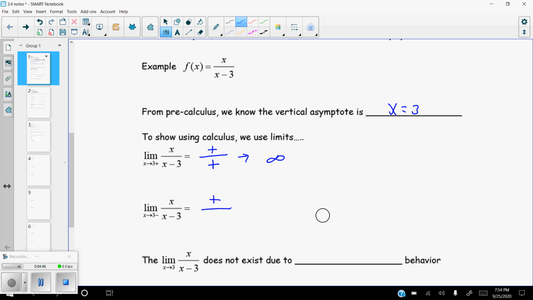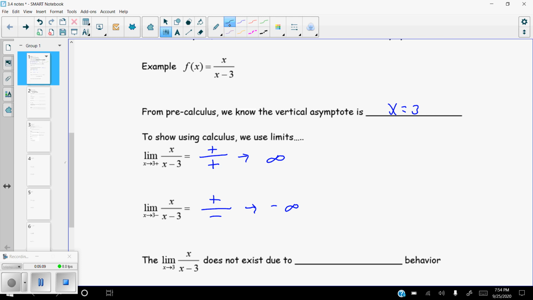And then I'm going to plug it in my denominator. So now I've got 2.99999 minus 3. Well, that's a number just smaller than 3 that's subtracting 3. So it's going to give me a very small negative number, but it will be negative, which means a positive divided by a negative is going to be a very large negative number in this case, so it's going to be towards negative infinity.